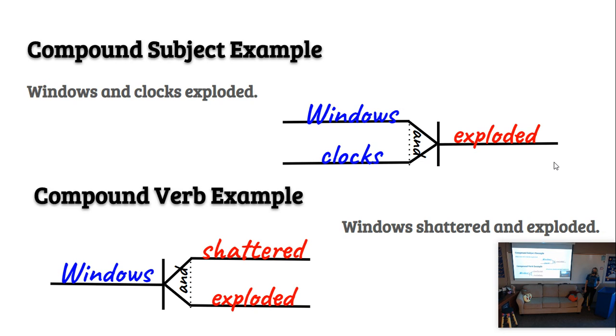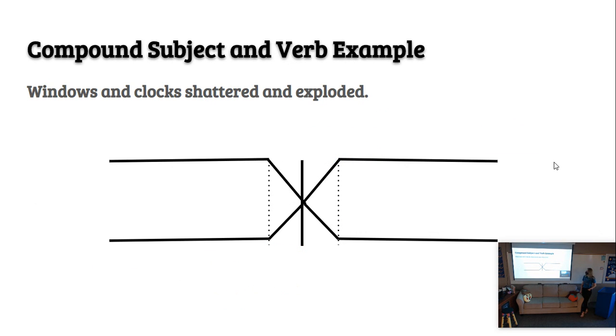All right, let's step it up a notch. Oh, wait, no, I'm just kidding. This one's pretty easy, too. All right, let's just do this one together. Let's label our sentence. Windows is what? Subject or verb? Subject. Clocks is what? Subject. Shattered is what? Verb. Exploded is what? Verb.